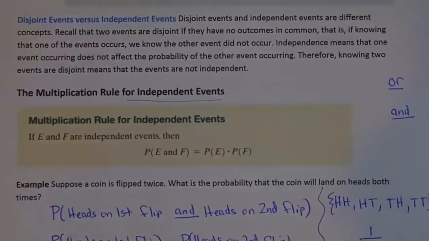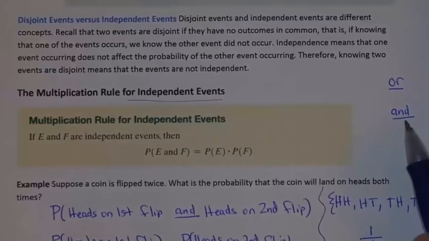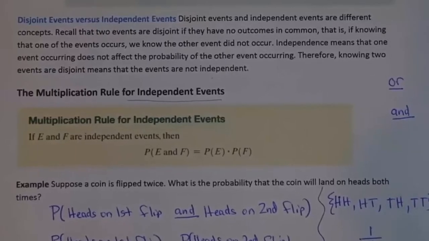When I'm worrying about independence, there's usually multiple actions. I flip the coin twice. So you have the first flip and you have the second flip. And so that's generally going to be an and question, and we're dealing with multiple actions.